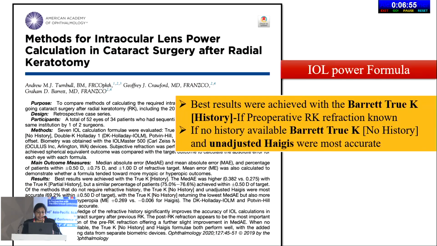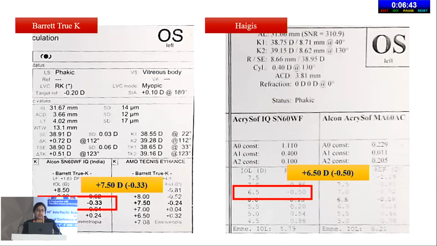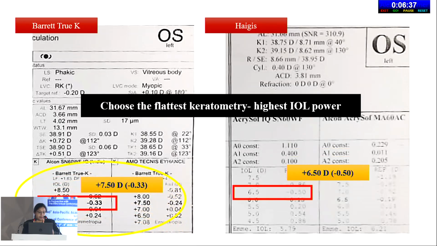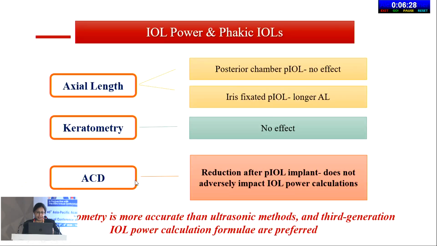So post-radial keratotomy, Barrett True K history has been found to be the most accurate. If no history is available, and preoperative refraction is not known, Barrett True K no history and unadjusted Haigis have been found to be most accurate. So just an example of a case comparing Barrett True K and Haigis. The power was higher with Barrett True K. So we chose the flattest keratometry, which was given by Barrett True K, and the higher IOL power.